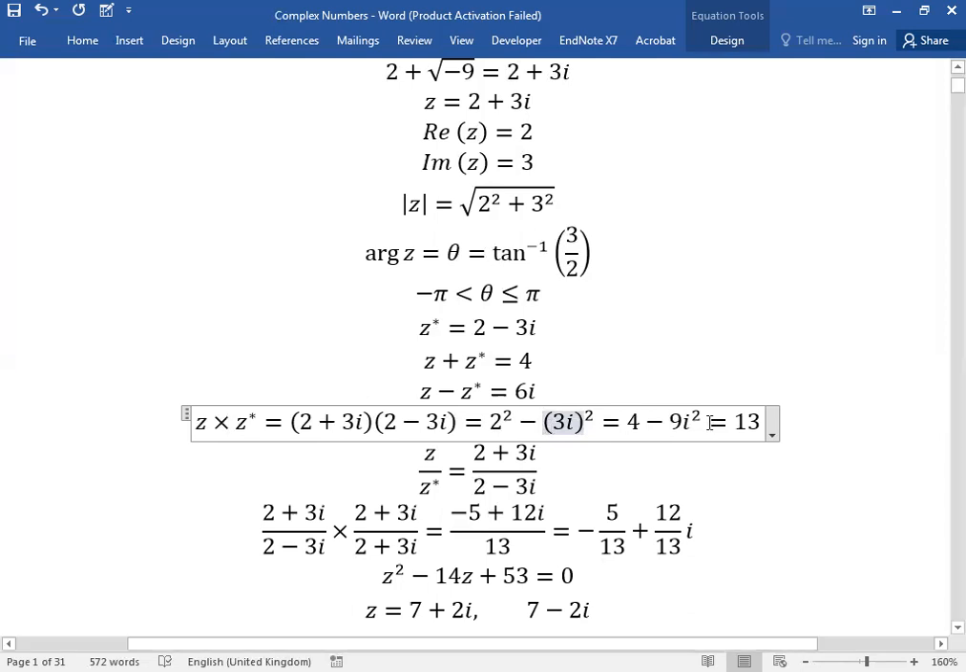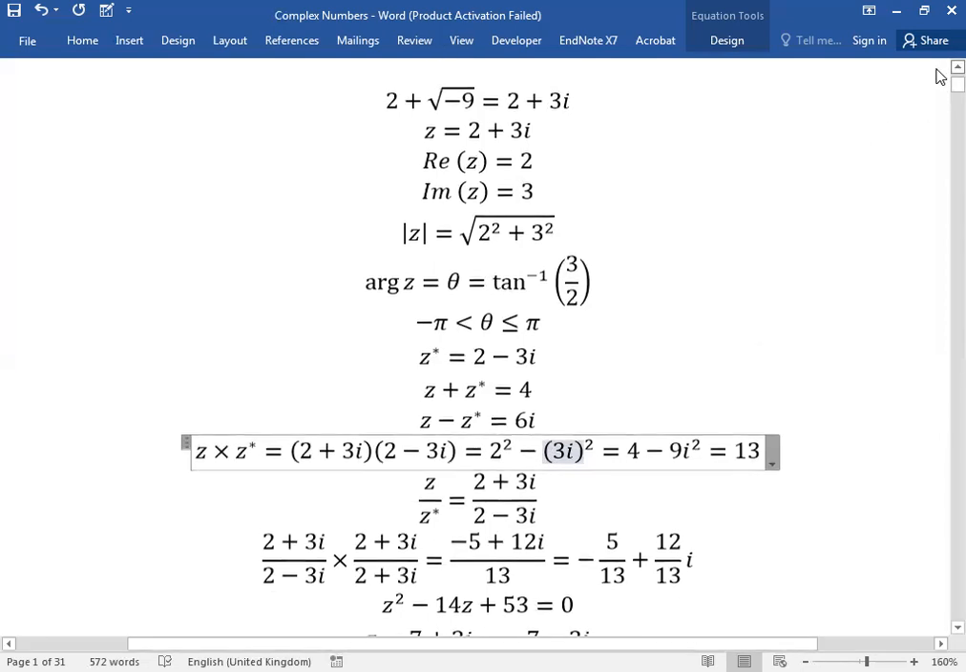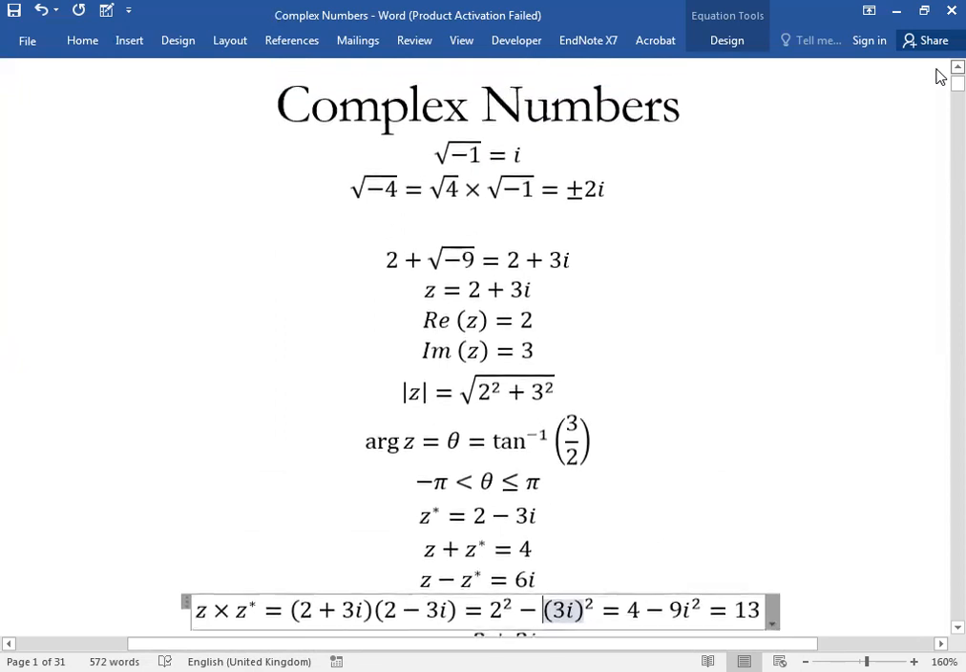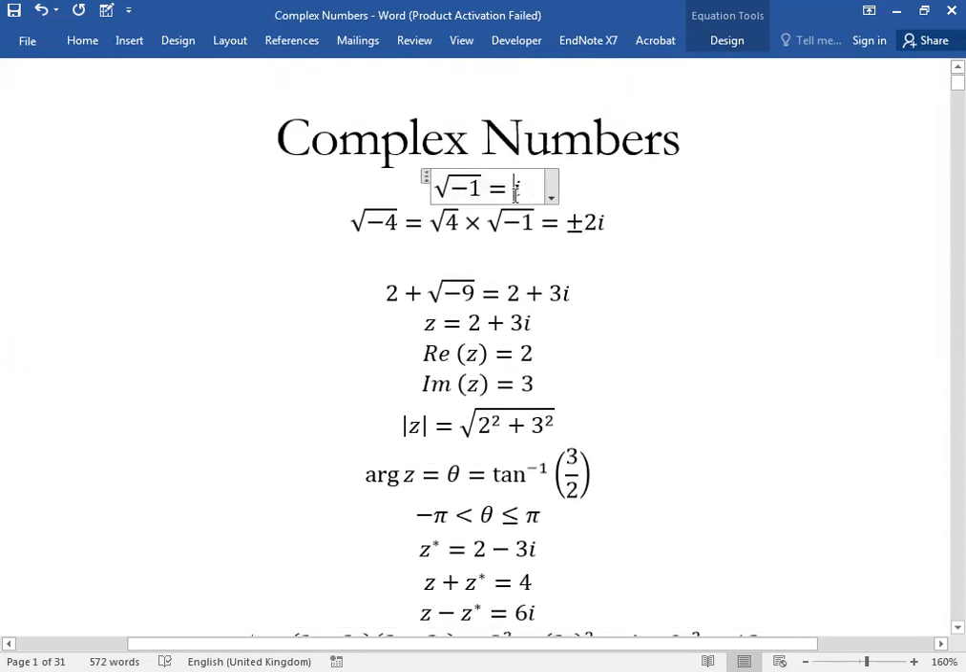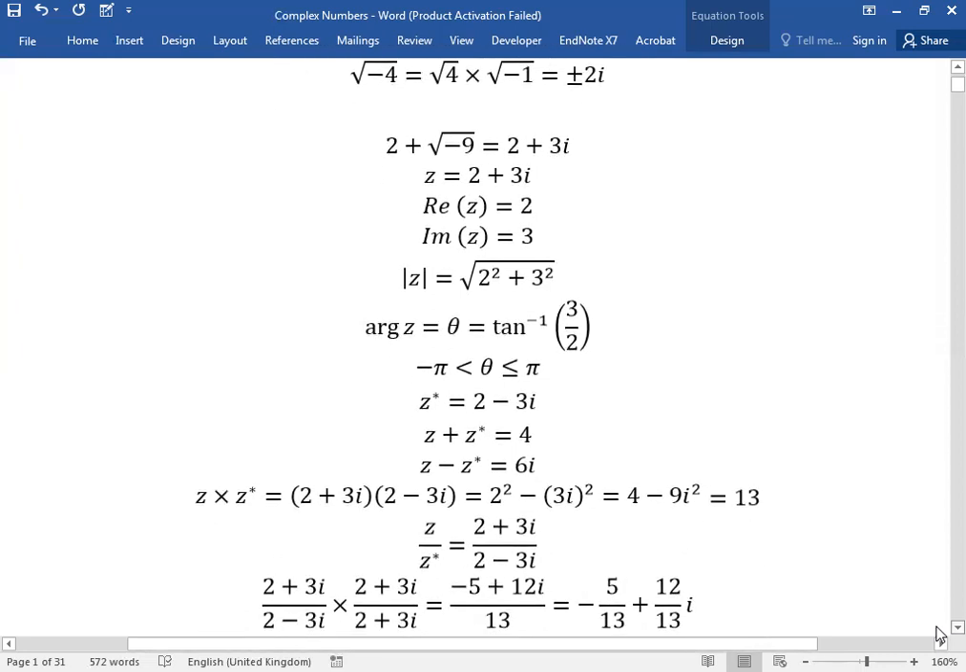Remember, the square of iota is -1 because iota is the square root of -1. So the square of iota is -1. Yes, so iota squared is -1. 4 plus 9, which is 30.